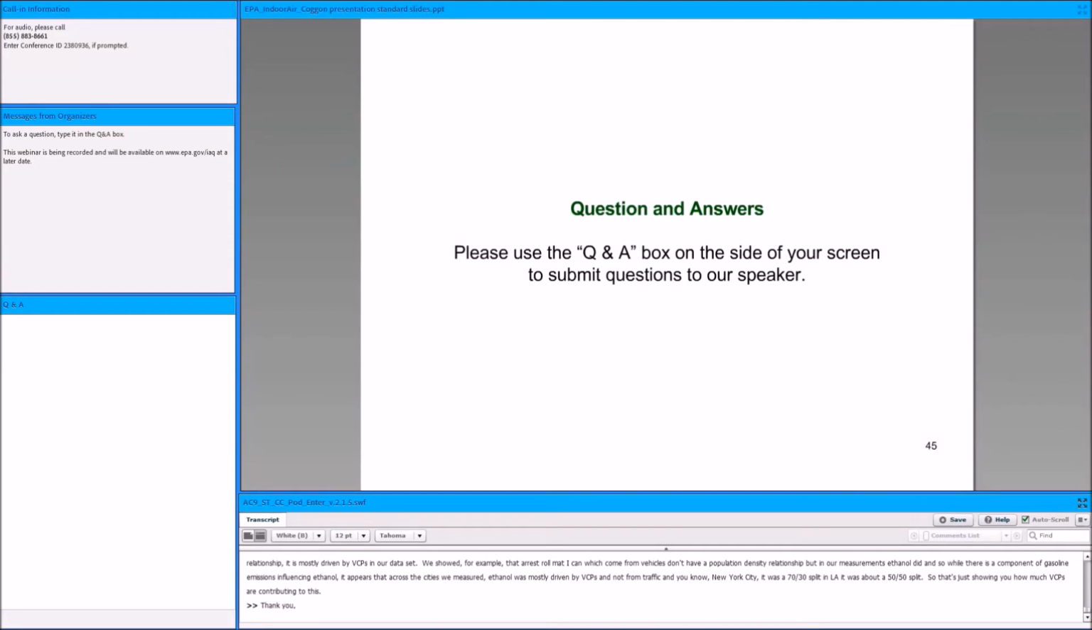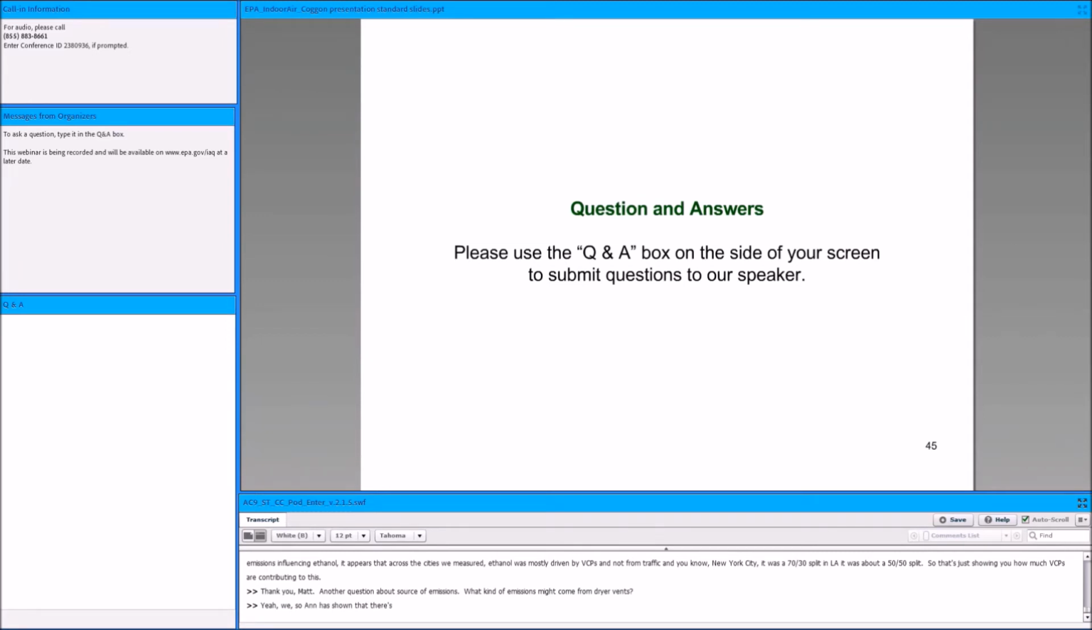Another question about a source of emissions. What kind of emissions might come from dryer vents? Yeah, Ann Steinemann has shown that there's a lot of monoterpenes emitted from laundry products. So we would expect monoterpenes to come from dryer vents.